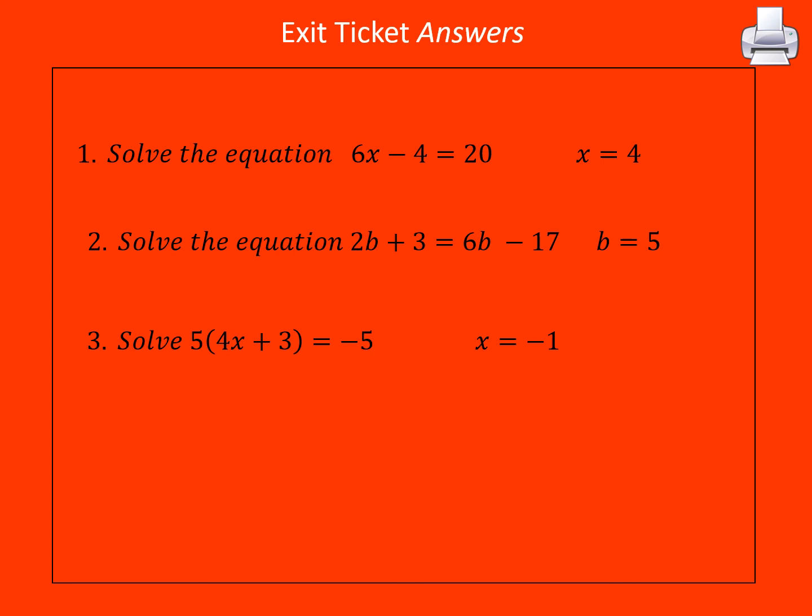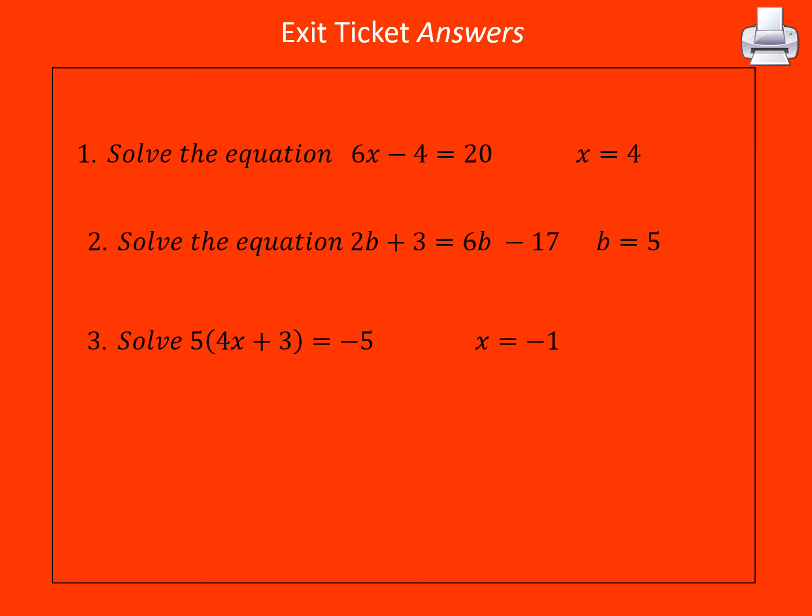Question 2, solve the equation 2b plus 3 equals 6b minus 17. I have more b's on the right hand side, so it makes sense to subtract 2b from either side, giving me 3 equals 4b minus 17. The minus 17 now needs to be eliminated by adding 17, so I end up with 20 equals 4b, therefore b must equal 5.